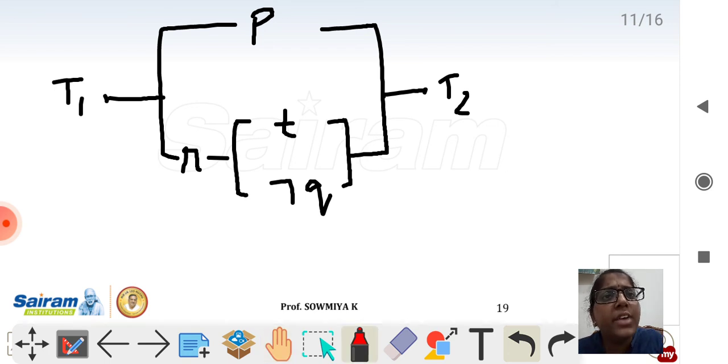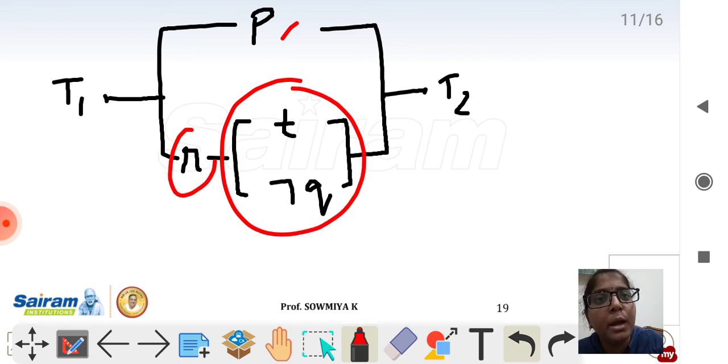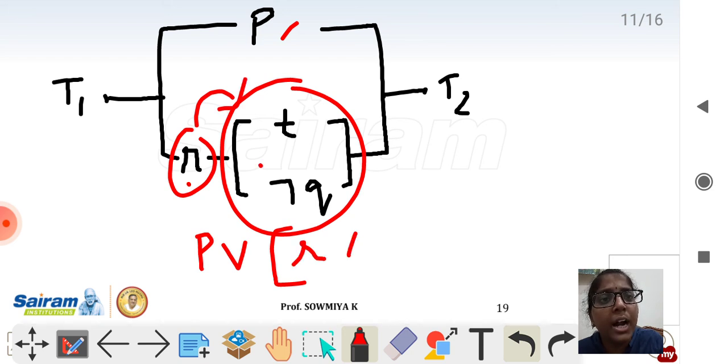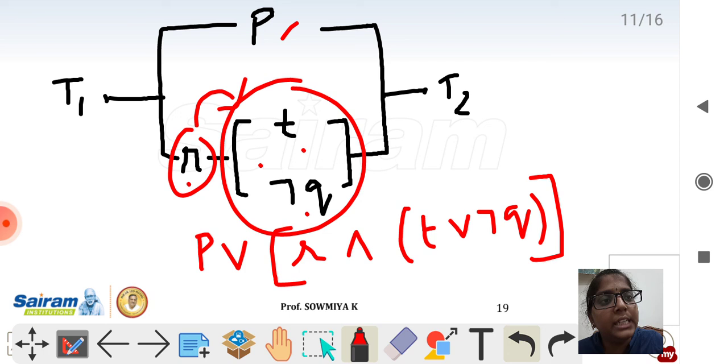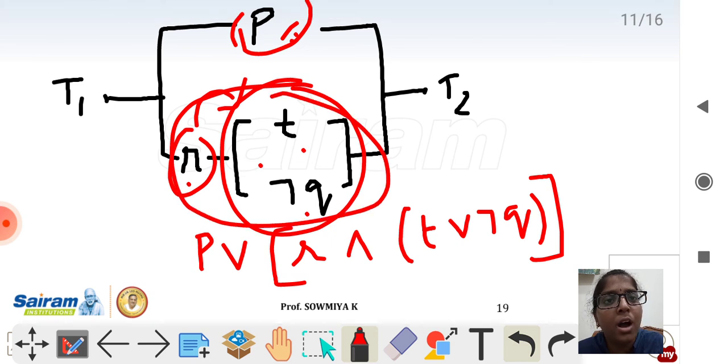Okay. See here, we are having P and this whole thing in parallel. This is also in parallel. So what is the connective you will use? It is OR. What is this? These two are in series, so AND. What we are having inside is T, negation Q. This is in parallel, so T ∨ negation Q. If you are having a parallel network, the connective is OR. If you are having a series network, it is AND. So these two are in parallel.